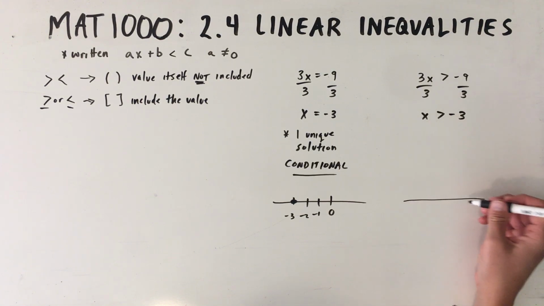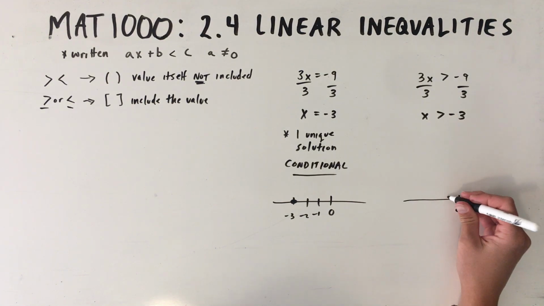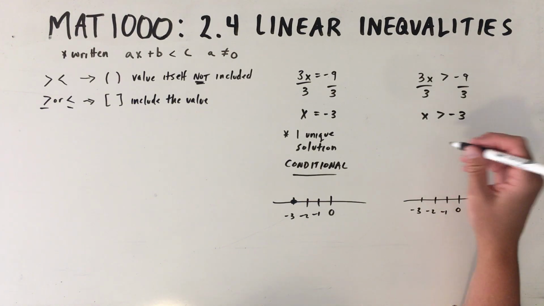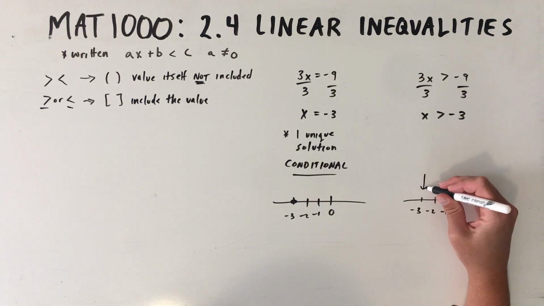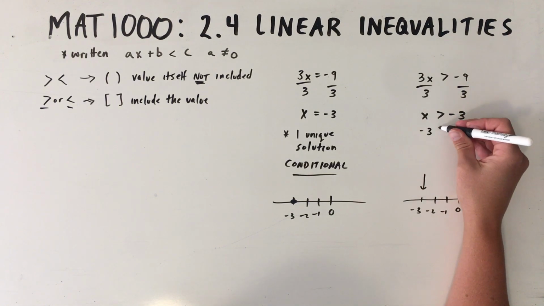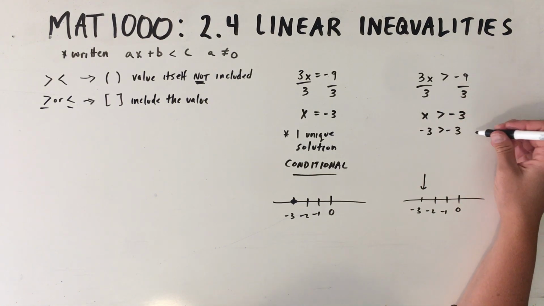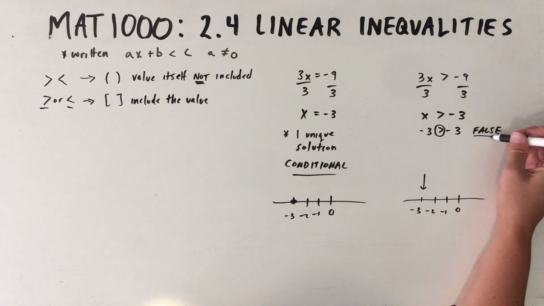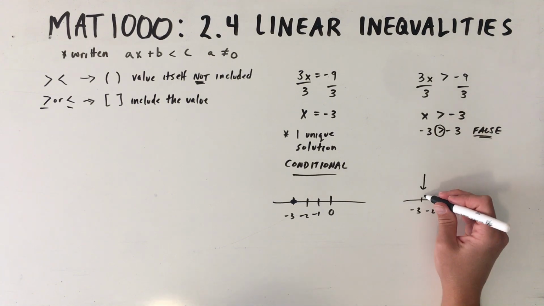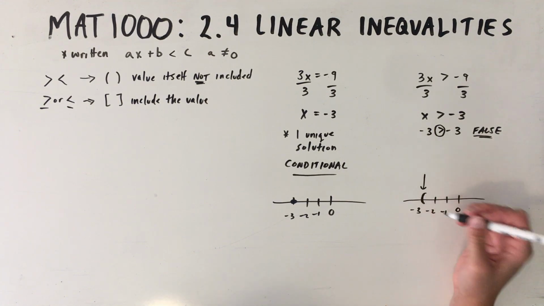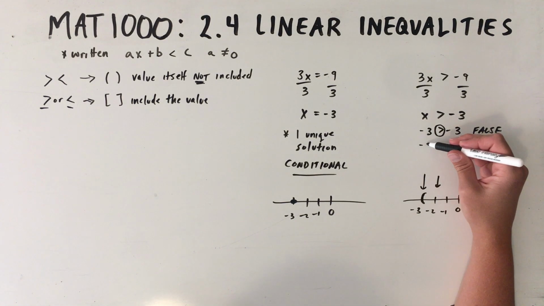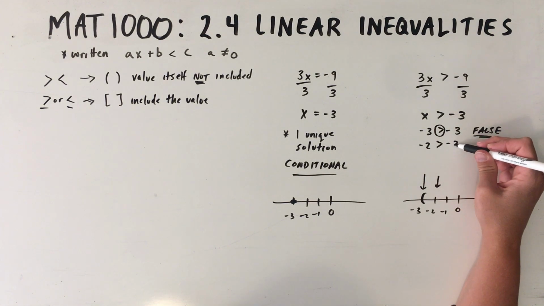So for instance, if I had 0, 1, 2, 3, and I plugged in the value -3 itself. Okay, so is -3 greater than -3? It's not greater than, it's equal to, so this is false. So because we have this not equal to part of the statement, this is false. So we're not going to include this value here. But I could plug in a value larger than it and get -2 is greater than -3.